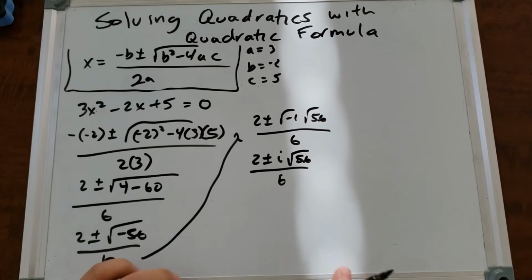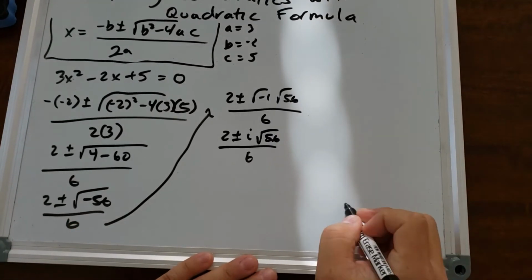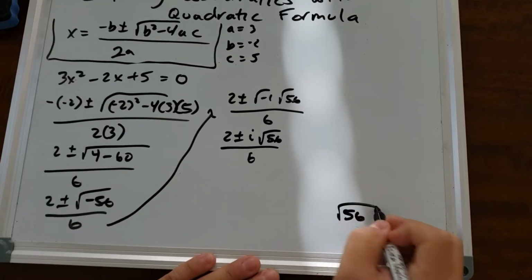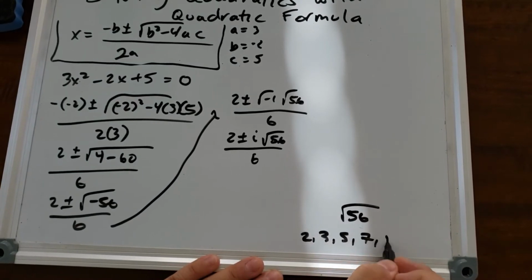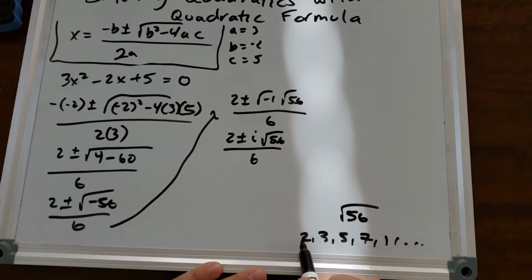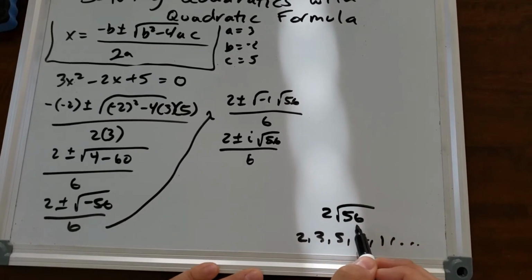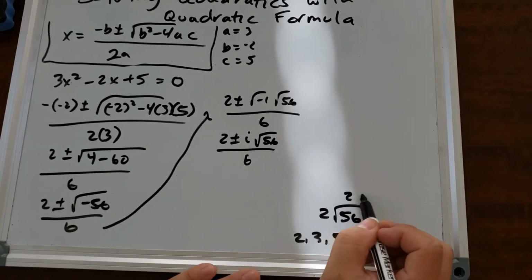Okay? Now we check. Is 56 a perfect square? No, it's not. So I have to do my birthday cake method. So I'm going to go down here. I'm going to write 56. Remember, the numbers I'm allowed to divide by are 2, 3, 5, 7, 11, etc. I know a 2 can go into this because 56 is even. That's going to give me 28.